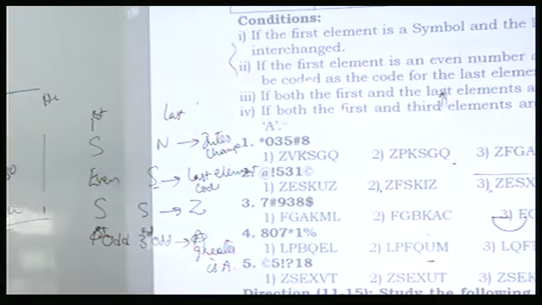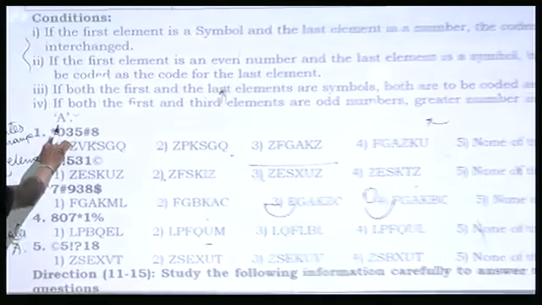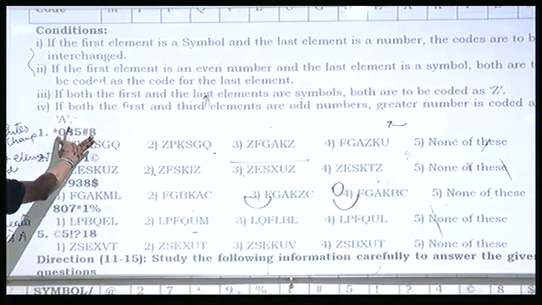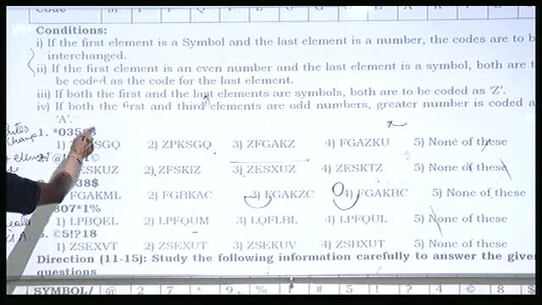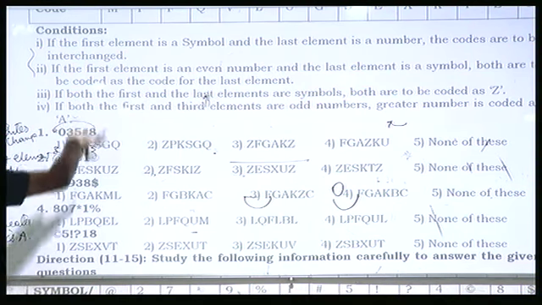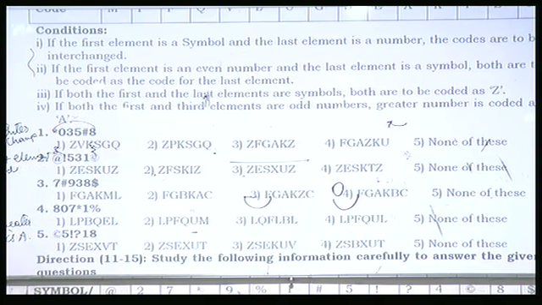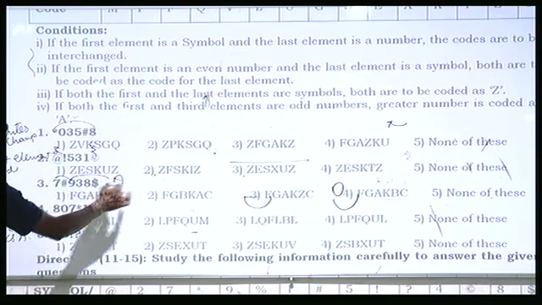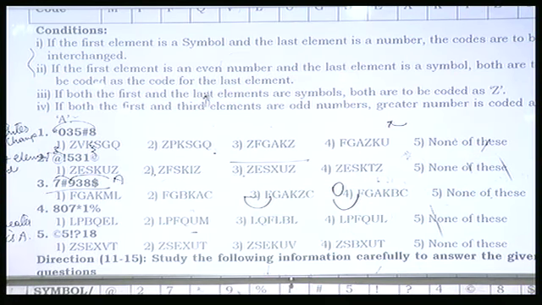First one, what is the answer here? First element symbol, last element is a number. Interchange the elements of these two, and the remaining, take as it is. Then next one. First and the last are symbol and symbol, then this is Z and Z. Check out the remaining elements. Then third one, number and symbol. The first one is odd, the third one is odd. First and third are odd. Greater is this one, this is A, and the remaining according to the table.